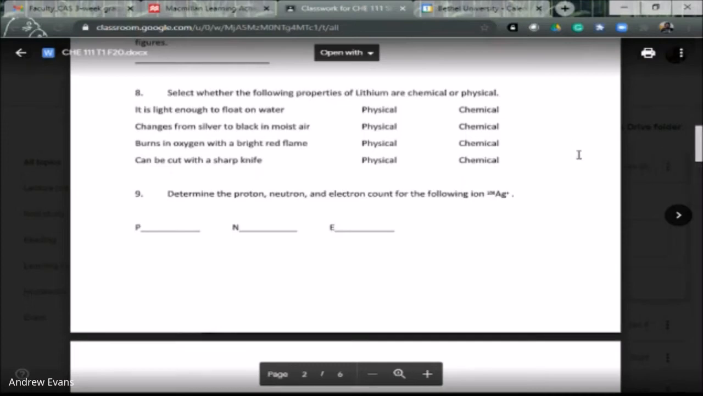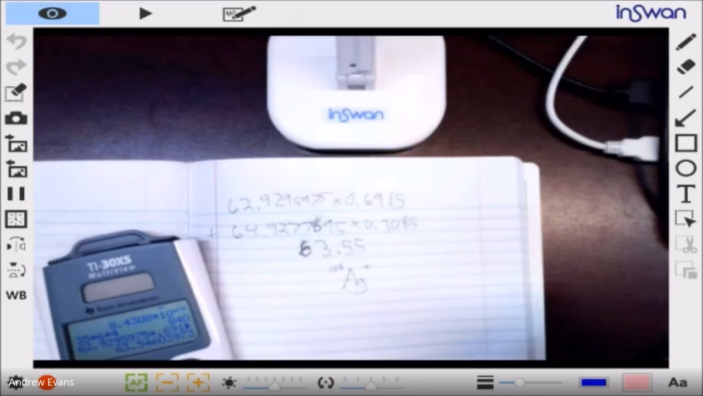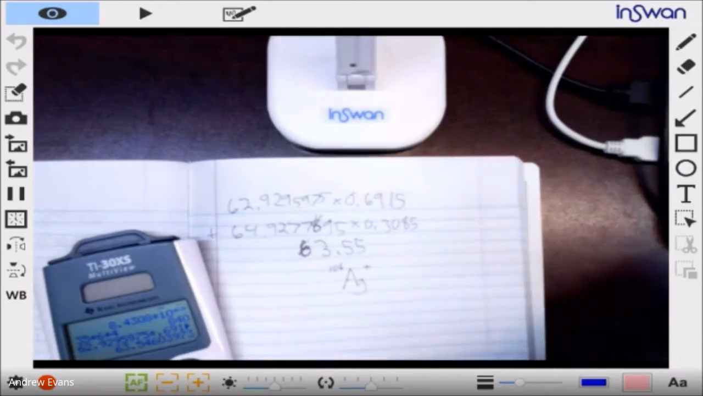Here's one closer to what we will see. Find the proton, neutron, electron count of silver 108 positive. So the first thing we need to look up in this type of thing is what is the proton count of silver? We can find that directly from the periodic table. In this particular situation, I did not give you this because I know you can do this on your own. You have a periodic table, you can look it up.